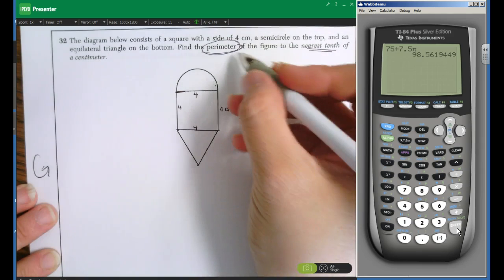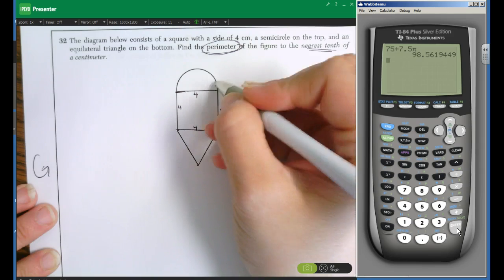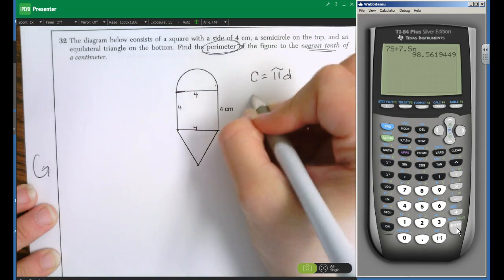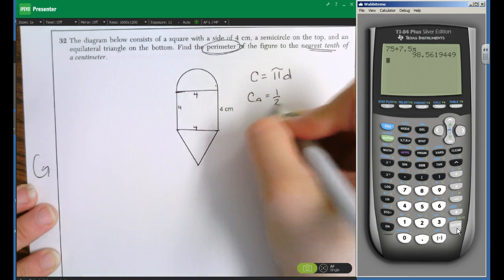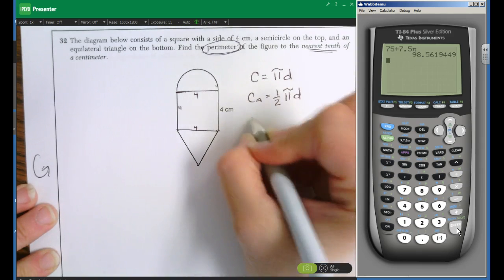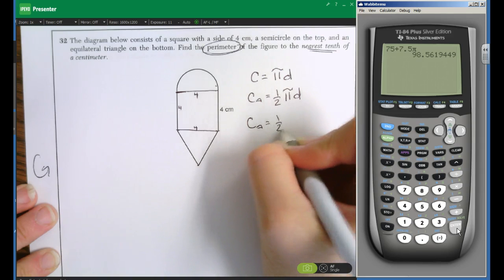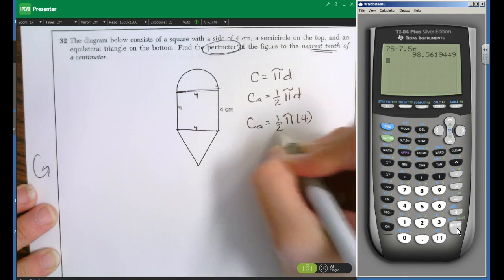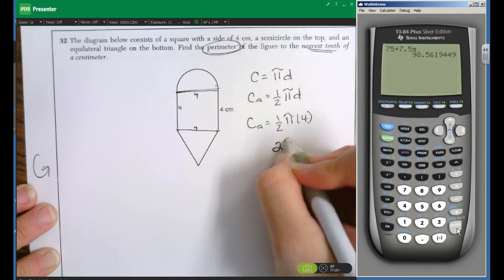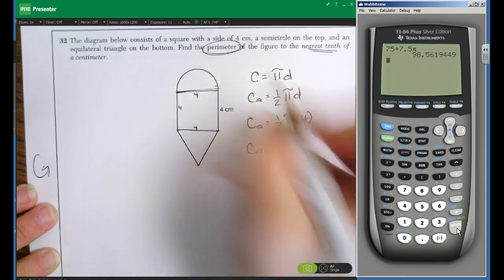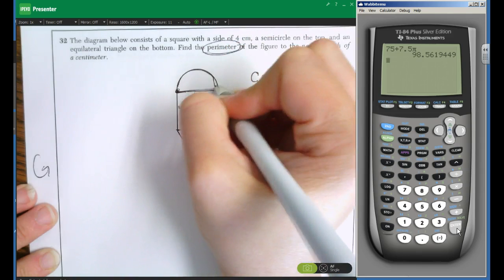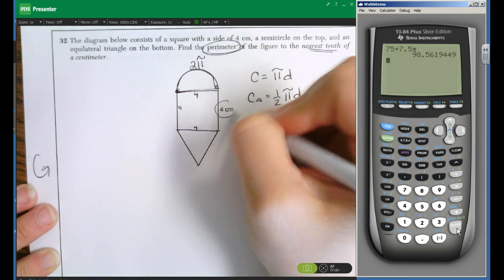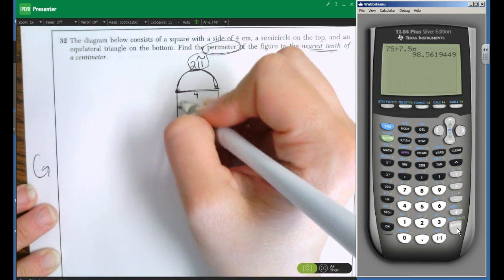Okay, so what we have is, we know this is 4, so we have our circumference again. But because it's a semicircle, it's actually 1/2. The diameter is 4. Half of 4 is 2. So we know from here to here equals 2 pi. Well, we already have this 4. Here's our 2 pi. We have this 4.